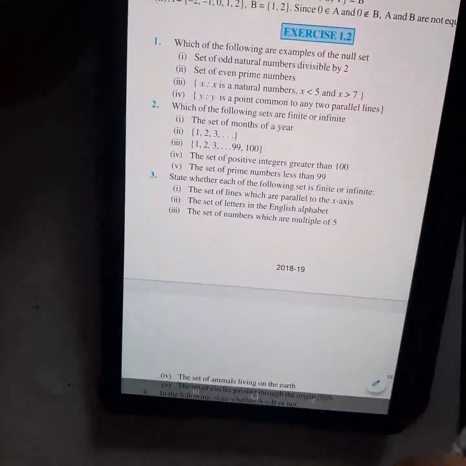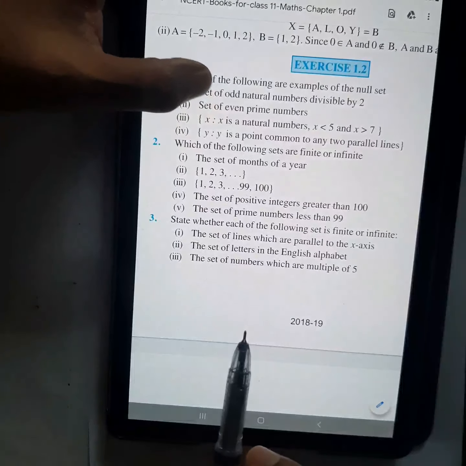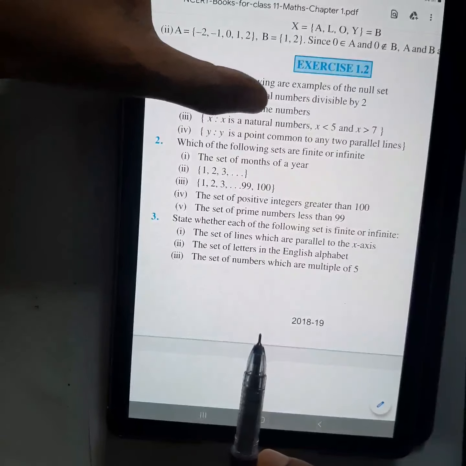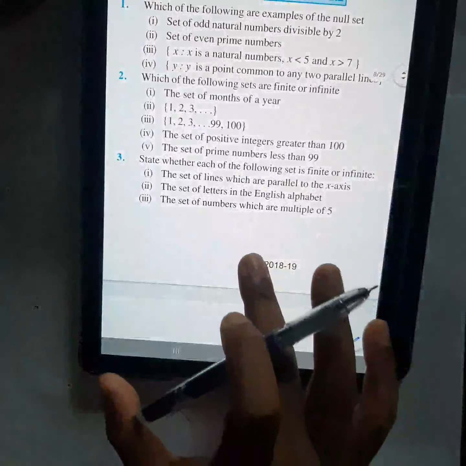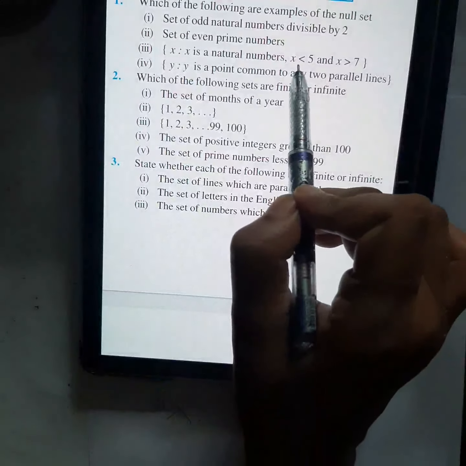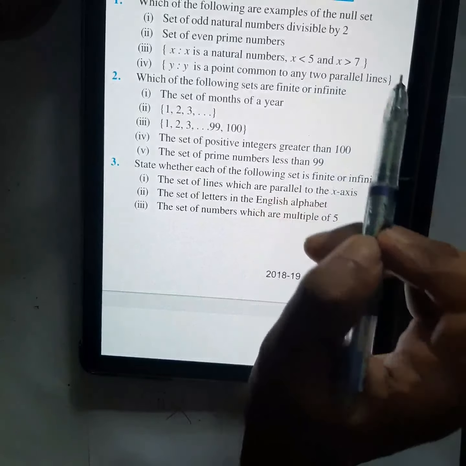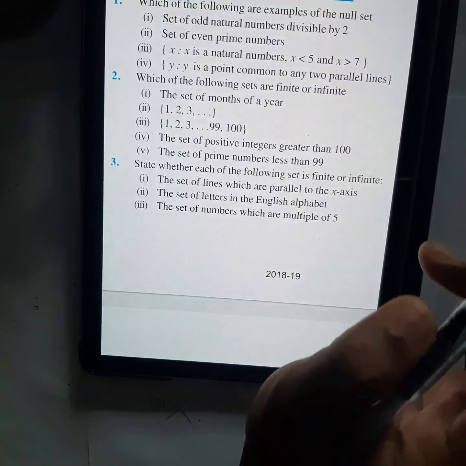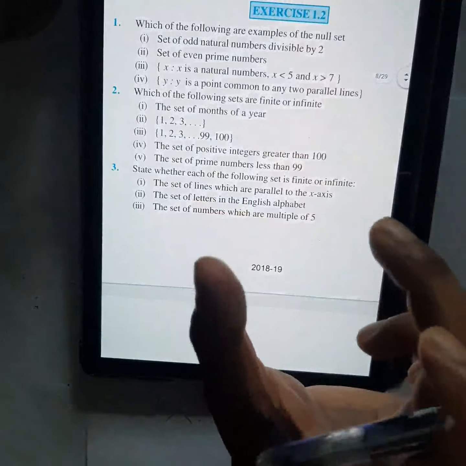Now next, number 3, a set of elements x. Now what is x? x is a natural number. If I stop there, 1, 2, 3, 4, 5, 6, all will be your elements, right? But see, they have given a restriction. x is a natural number, and they have said x less than 5 and x greater than 7. Okay, this question is actually a little bit confusing.